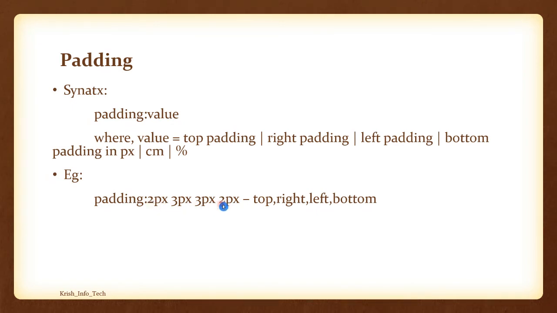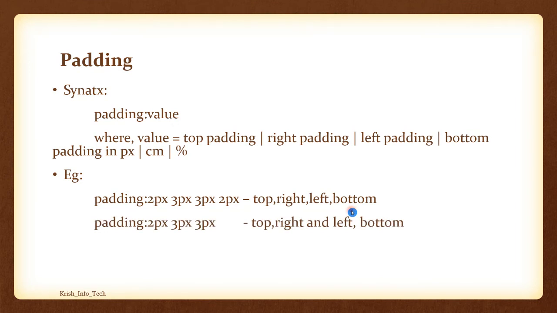I have mentioned four values: one is for top, the second one is for right, the third one is for left, and the fourth one is for bottom. Okay, so when you are mentioning three values, the first one is for top, the second is for right and left, and the third is for bottom.